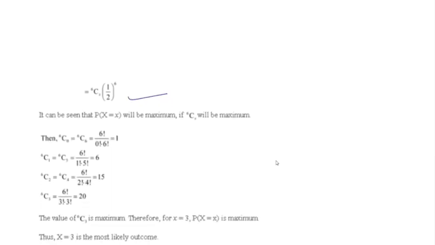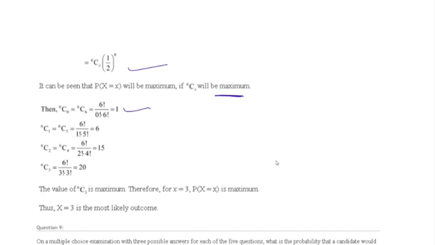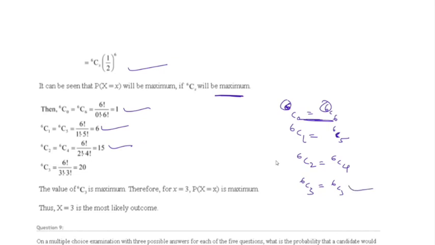So it can be seen that P(X = x) will be maximum if 6Cx is maximum. So 6C0 has the value 1, 6C1, 6C5 has the value 6, then 6C2, 6C4. Let's see: the sum of 6C0 and 6C6 is equal, so these values are equal. 6C1 means out of 6, 1 is success, and it equals 6C5. So these two are equal. 6C2 and 6C4 will be equal, and 6C3 equals itself, right?